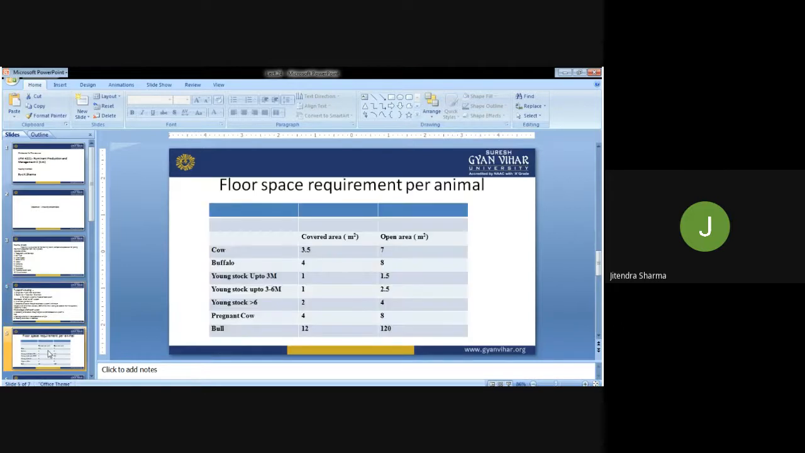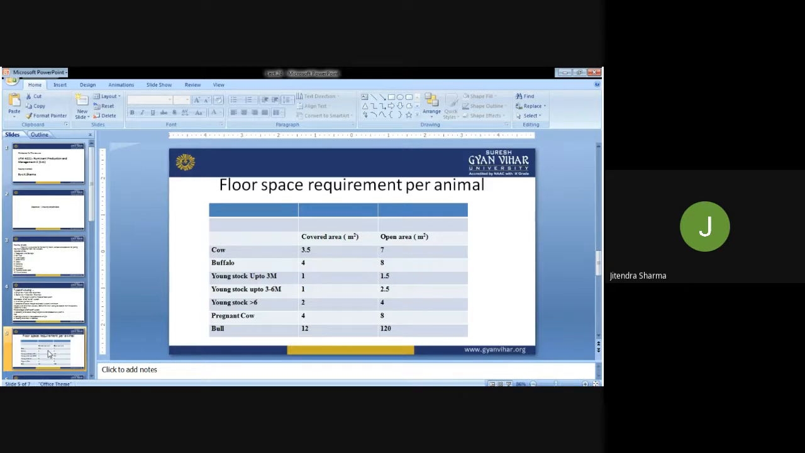Now the recommended floor space requirement per animal is given here. Cow: 3.5 square meters covered area and 7 square meters open area. Buffalo: 4 square meters, because the size of the buffalo is a little bit bigger, and 8 square meters open area is required. Then young stock: 1 square meter covered and 1.5 open up to 3 months, then 2.5 and 1 for 3 to 6 months, and above 6 months, 2 square meters and 4 square meters.